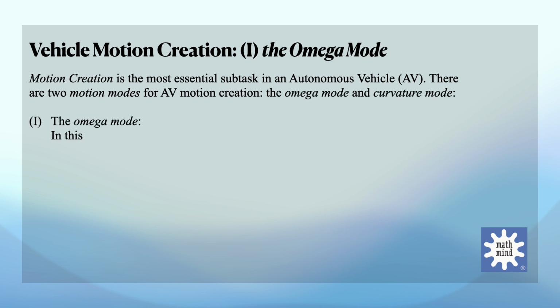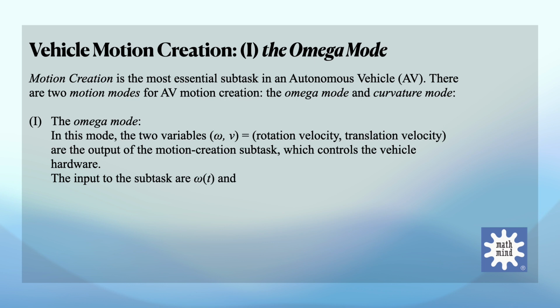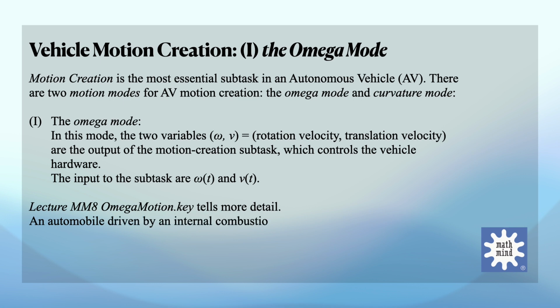1. The Omega-Mode. In this mode, the 2 variables, omega, v, equals, rotation velocity, translation velocity, are the output of the motion creation subtask, which controls the vehicle hardware. The input to the subtask are omega, t, and v, t. Lecture MM8 Omega Motion tells more detail.